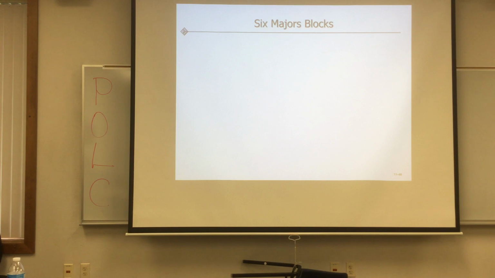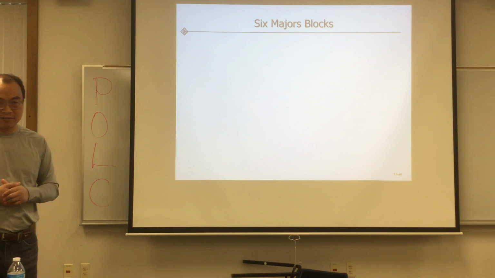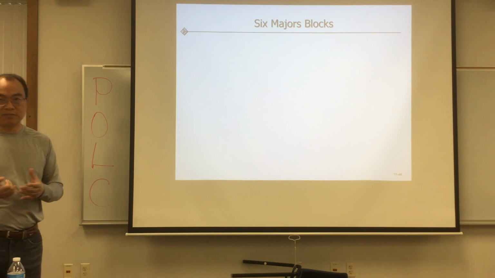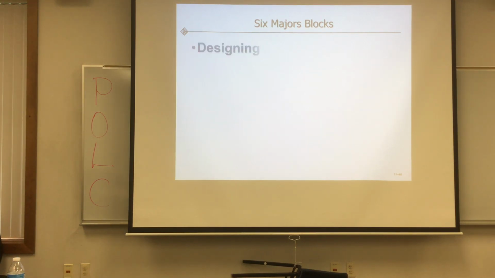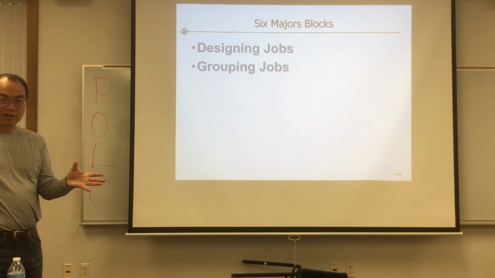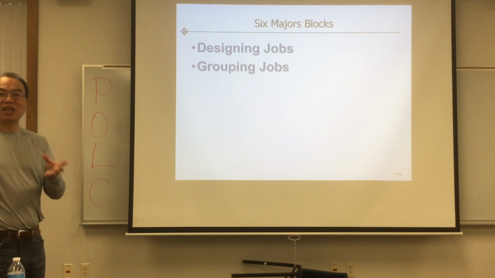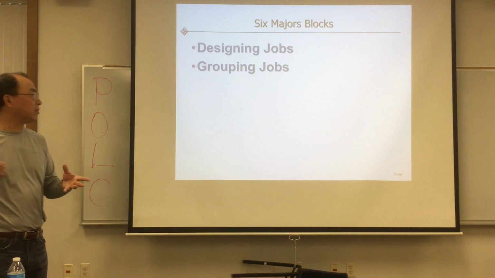So by now, for the past hour, I have given you a brief introduction of six blocks for organizing activities in any business. Let's review that. The first one is designing jobs. Make sure every person in the company has something to do with a job description. And the second one, you need to group them together so they can work as a team or department in the most effective and efficient manner.